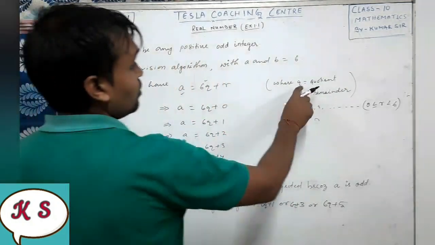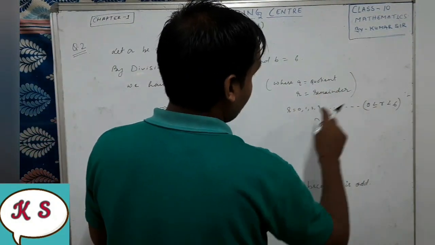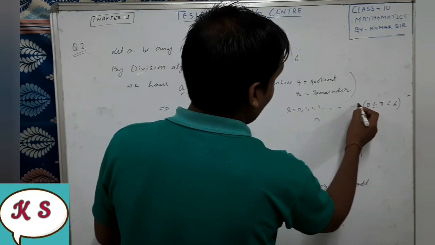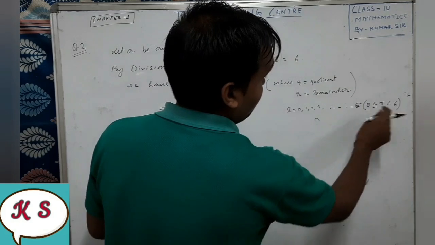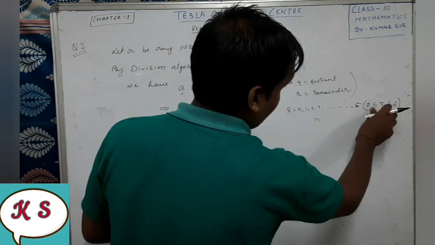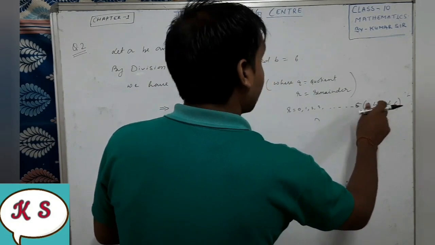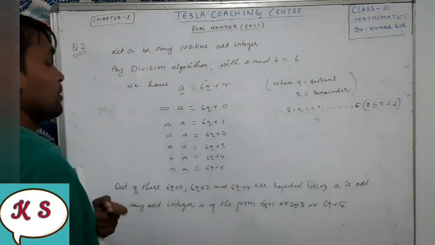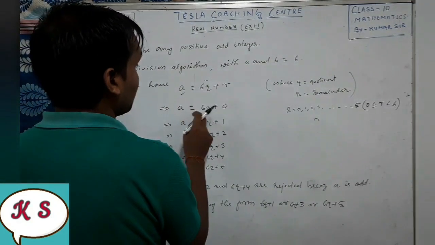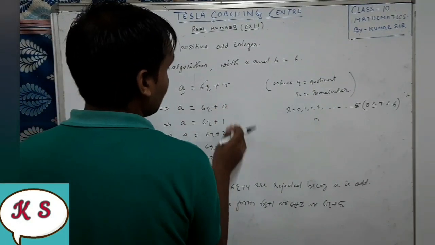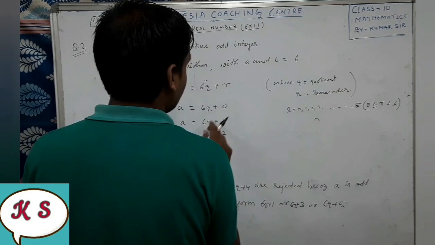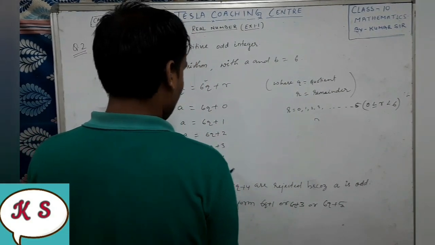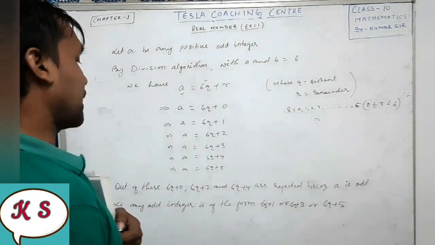So here q is the quotient and r is the remainder, where the remainder can be 0, 1, 2, 3 up to 5. The value of r is equal to or greater than 0 but less than 6. So we have written a is equal to, putting r from 0 to 5: 6q plus 0, 6q plus 1, 6q plus 2, 6q plus 3, 6q plus 4, 6q plus 5. So these are the values of a.